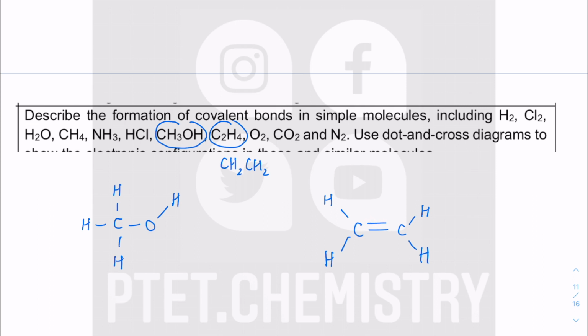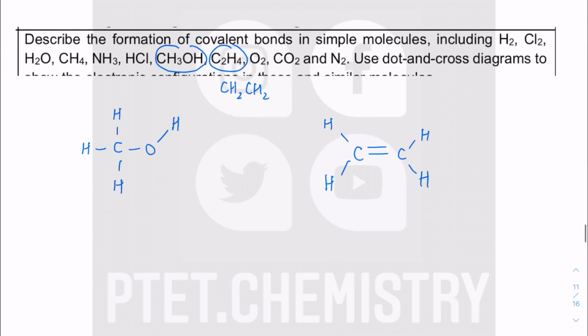Now looking at this carbon, it has 1, 2, 3, 4 covalent bonds. Looking at this carbon, it has 1, 2, 3, 4 covalent bonds. So the job now is to draw dot and cross. So dot cross hydrogen, dot cross hydrogen, dot cross hydrogen, single bond.